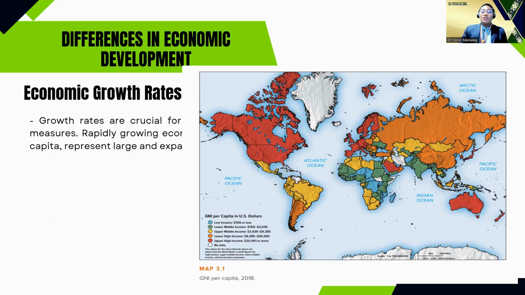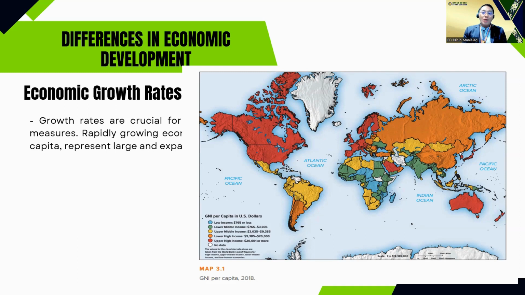The orange signifies lower high income countries with a GNI per capita from $9,385 to $20,000. These countries have a higher living standard and well-developed economies, though they may not have the same income levels as the wealthiest nations.